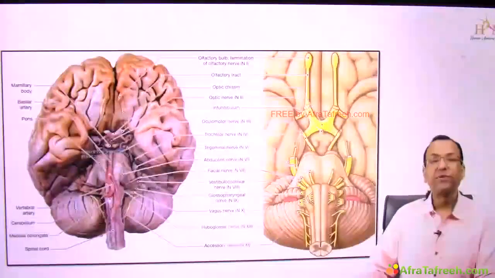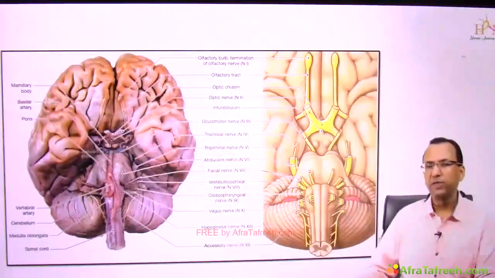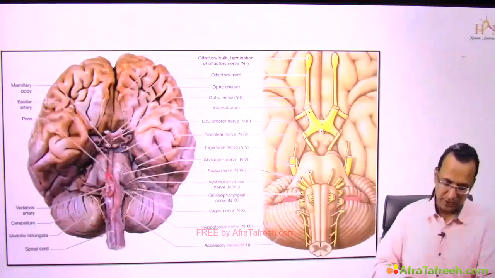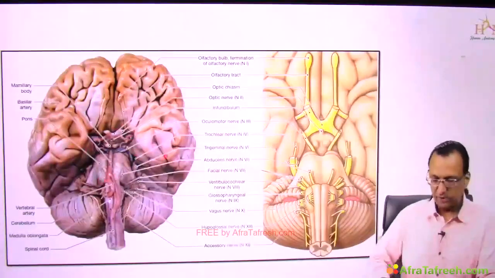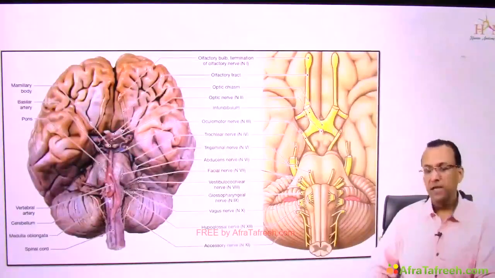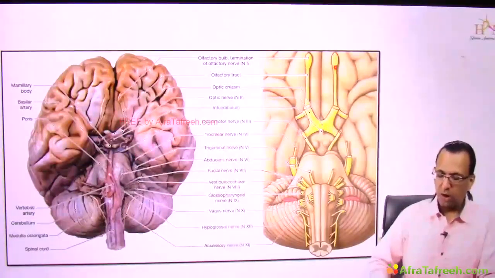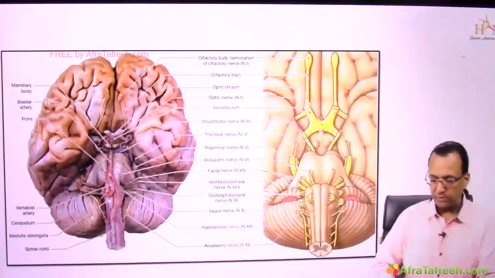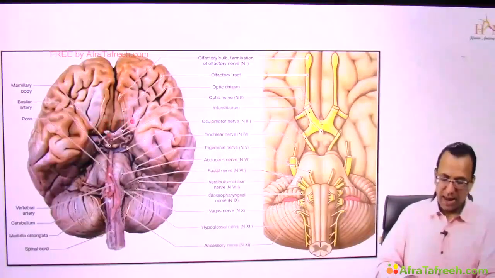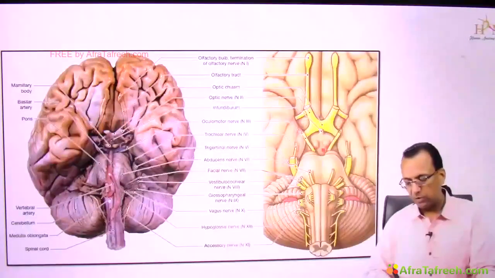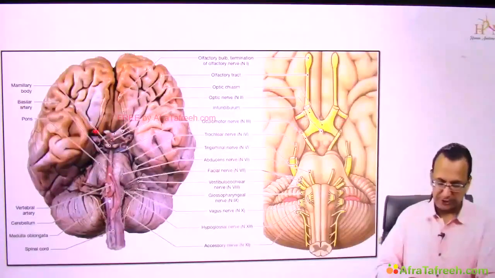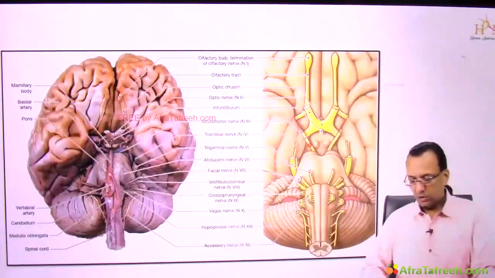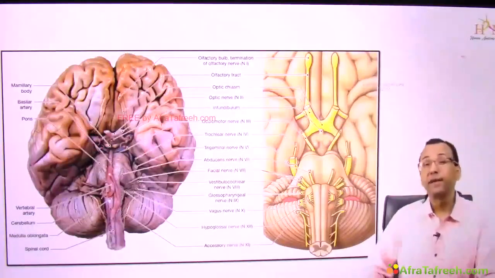This is the inferior view of the brain, the base of the brain, and we will magnify this area because we want to know the various cranial nerves here. You will find cranial nerve 1, the olfactory nerve, here. And cranial nerve 2, the optic nerve, is here. And cranial nerve 3, the oculomotor nerve, we will magnify and see.